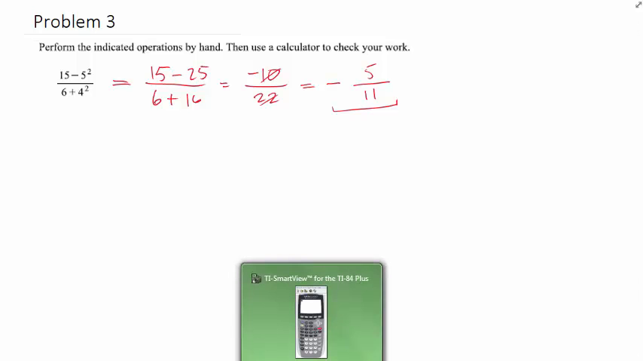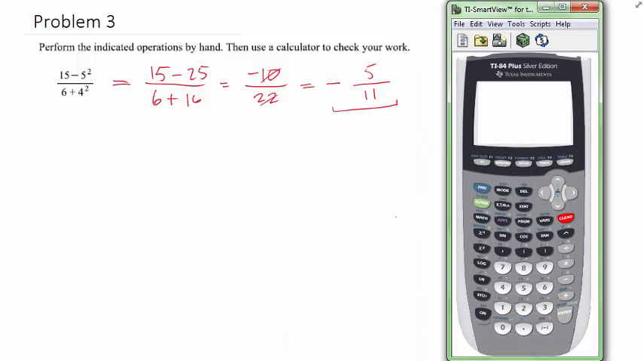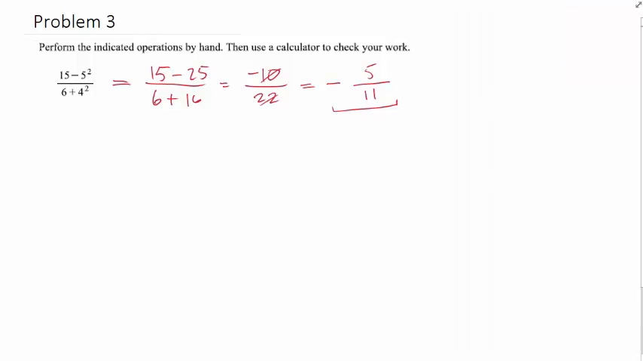Now they say to use a calculator to check your work, but I think it's going to be tougher in a calculator because we have to punch this in correctly. So to punch this in correctly, we want to make sure we actually do use the parentheses. So let me mark this up a little bit. I want to deal with the numerator first. So it's 15 minus 5 squared, but then I'm going to divide.